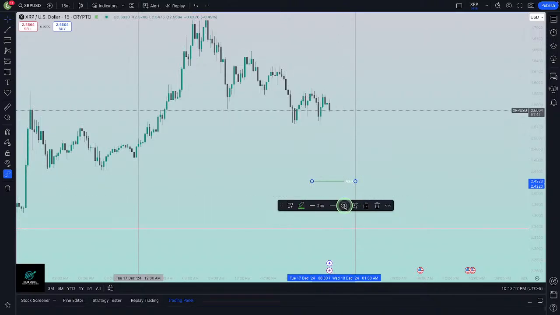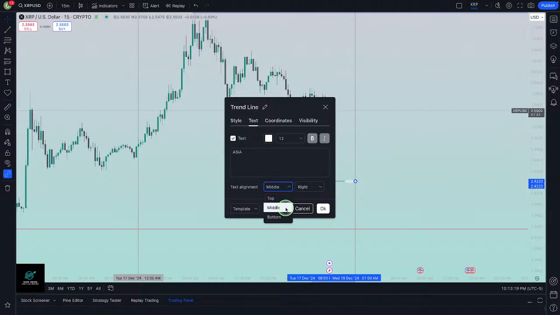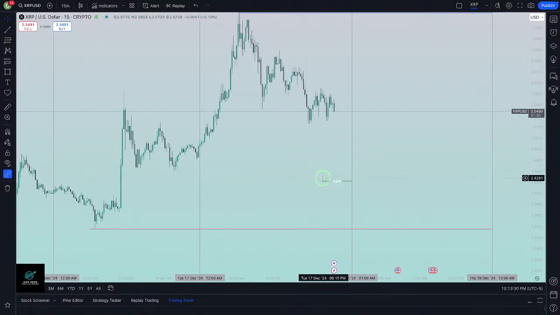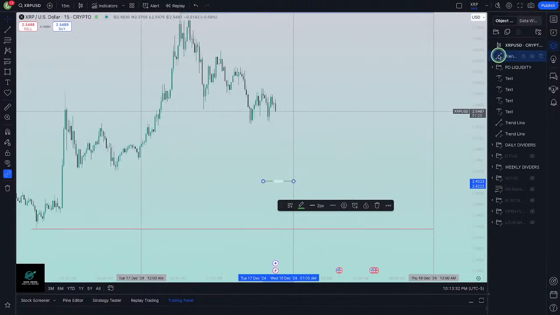I refer to them as kill zones because the algorithm moves at specific times of the day. You don't want to just jump in the market at any random time. You want to be in the market at specific times of the day. Let me label that right quick. Stay organized. Remember, always stay organized when you're doing your charts. Kill zones.